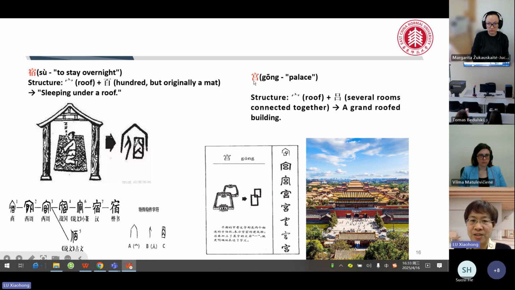And another word is gong, which means palace. Today we'll talk a lot about the palace, the Forbidden City. Here, the structure is also the roof, plus two mouths, so we can see the changes of this word. The original situation was a place with rooms connected together. Here it changes this way, and then gradually it changes into the modern regular script. Now, it means several rooms connected together, a very grand roofed building. So nowadays, we use this gong to indicate a very splendid building.